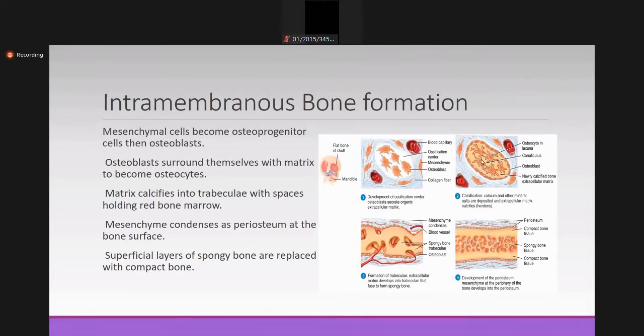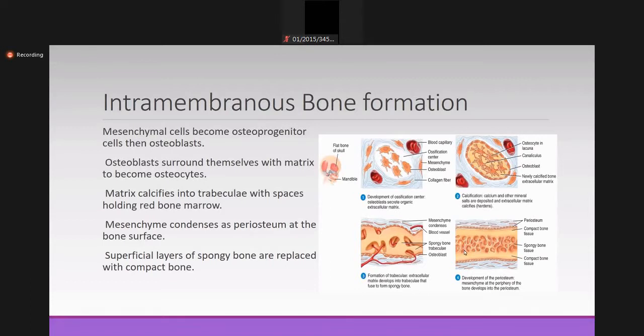So this lighter stained area, the lighter colored area, is what becomes the matrix, and it gives you the spaces holding the bone marrow. These are the hollow spaces being formed by the matrix. The mesenchyme condenses as a periosteum at the surface of the bone. Superficial layers of the spongy bone are replaced by compact bone. So this is the general organization of the formation of a compact bone.